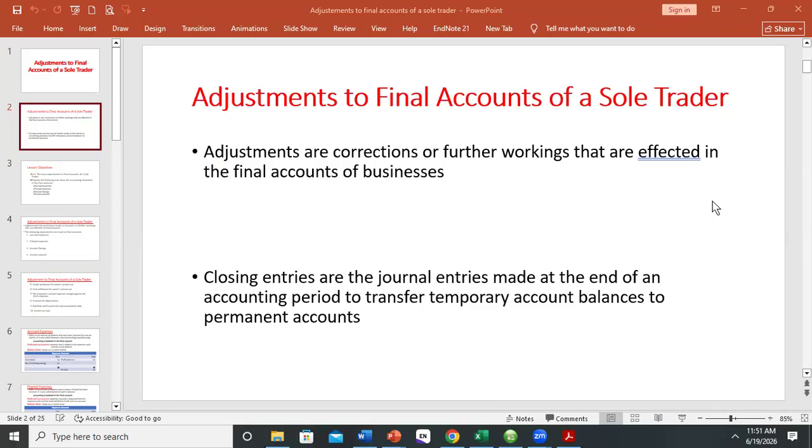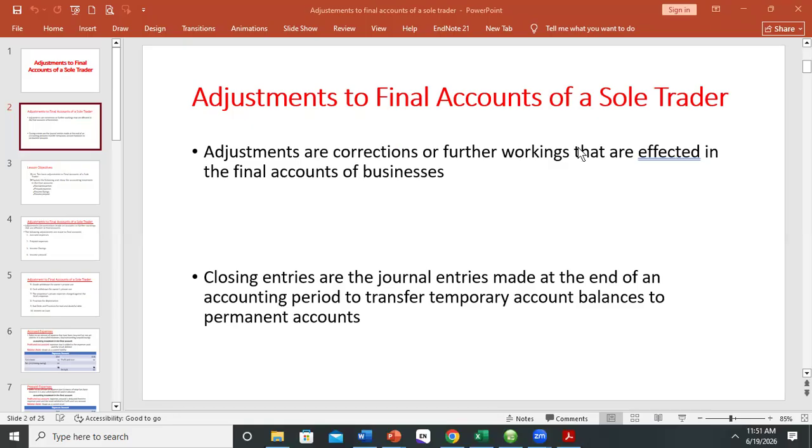Adjustments to final accounts of a sole trader. Adjustments are corrections of further workings that are effected in the final accounts of business at the end of balances.